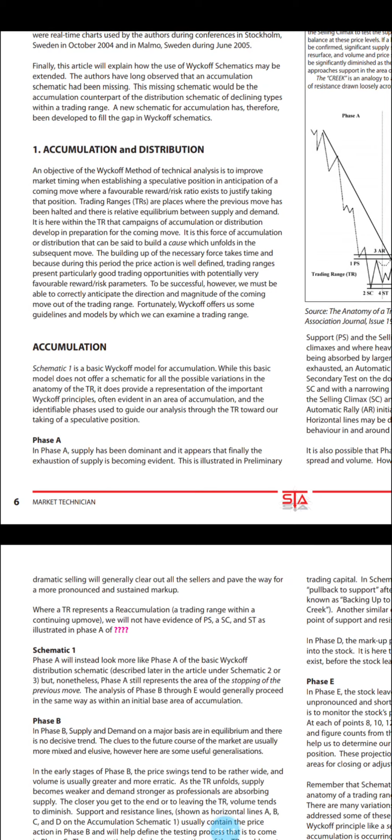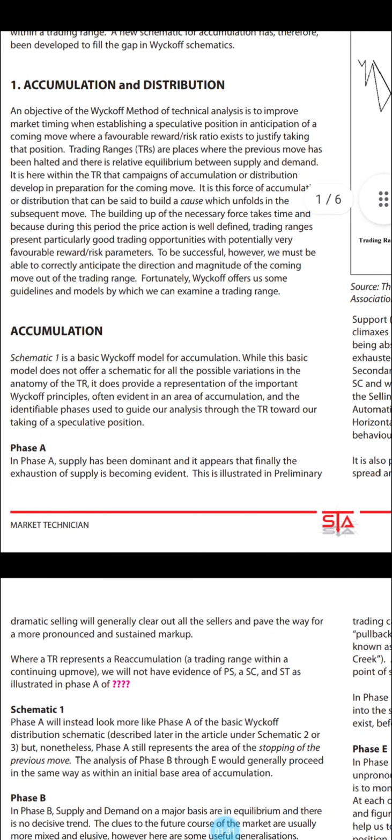An objective of the Wyckoff method of technical analysis is to improve market timing when establishing a speculative position in anticipation of a coming move where a favorable reward-risk ratio exists to justify taking that position. Trading ranges, TRs, are places where the previous move has been halted and there is relative equilibrium between supply and demand. It is here within the TR that campaigns of accumulation or distribution occur.